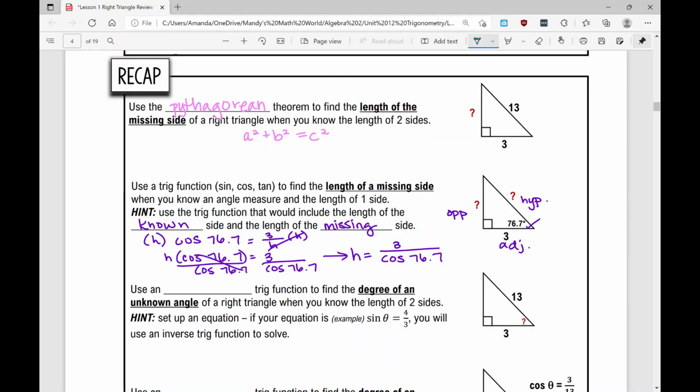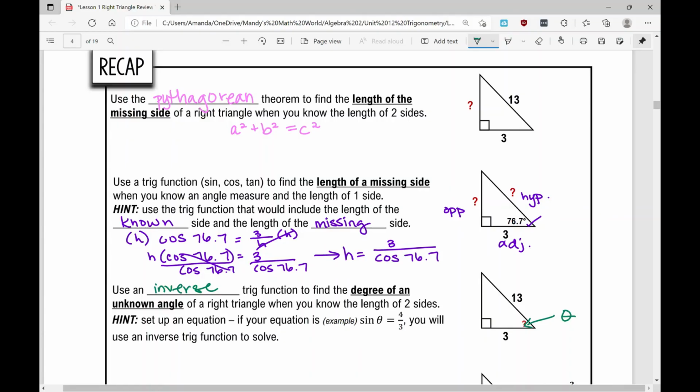Then you're going to use an inverse trig function to find the degree of an unknown angle of a right triangle when you know the lengths of the two sides. So, for example, we'll call this theta. And your hint is to set up an equation, and you're going to use an inverse trig function.